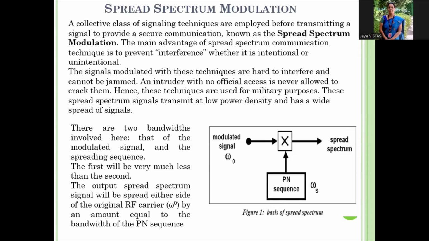Here, see that there are two bandwidths involved. One is the modulated signal, and the other is the spreading sequence. The first will be very much less than the second. The output spread spectrum signal will be spread either side of the original RF carrier by an amount equal to the bandwidth of the PN sequence. Here is the mixer: the modulated signal and the PN sequence, that is the pseudo random sequence, are applied to the mixer. Both are spread, and then the output is a spread spectrum signal.